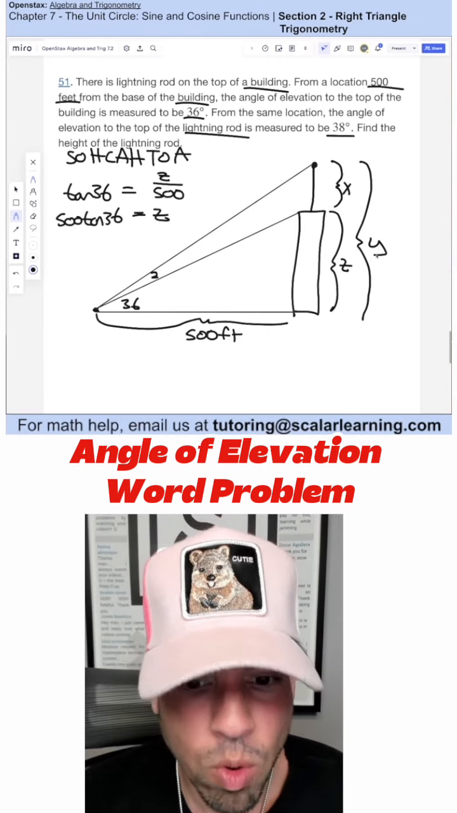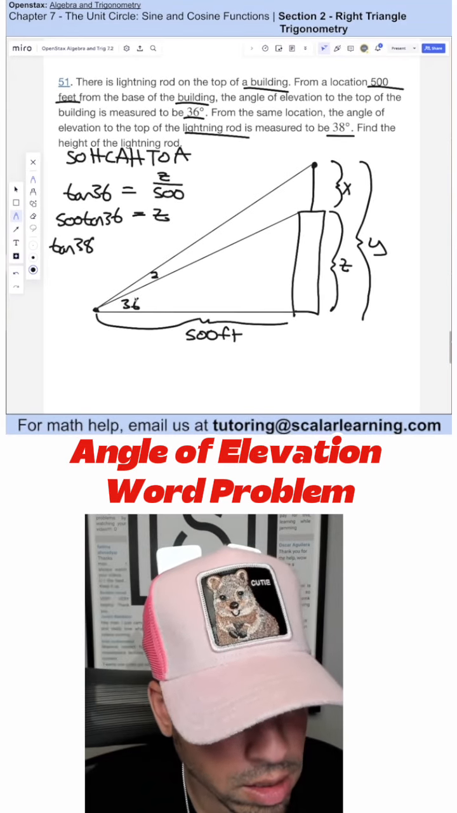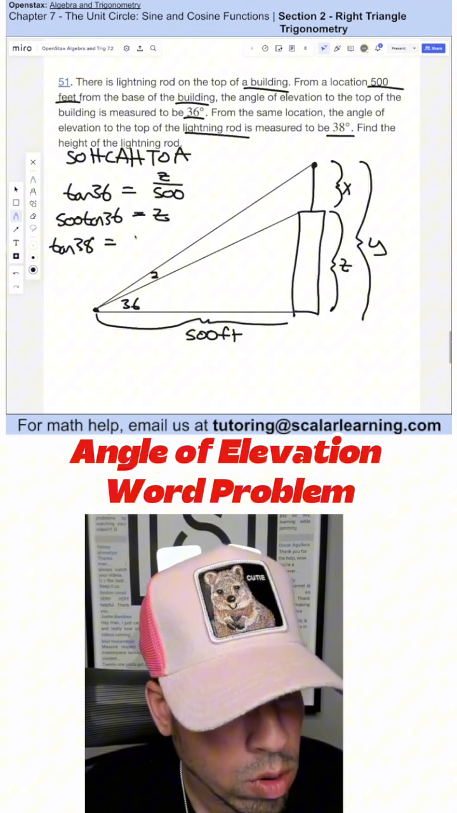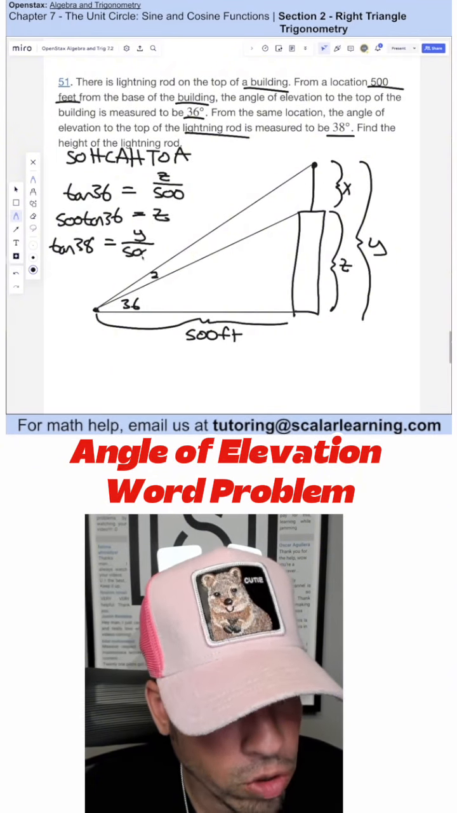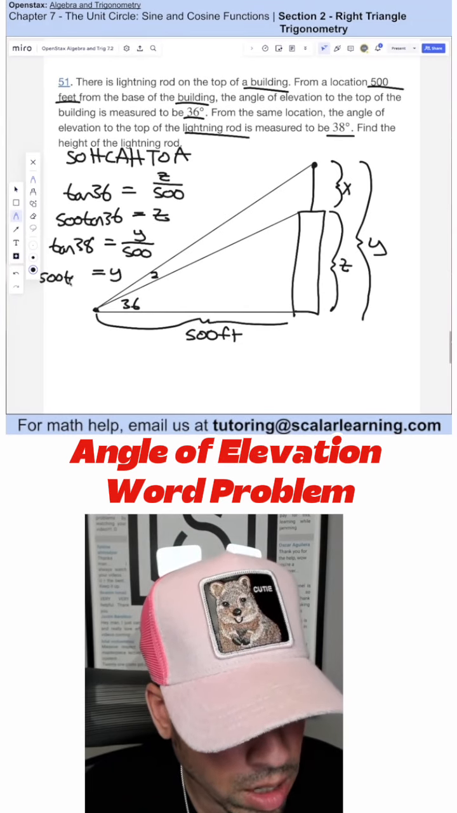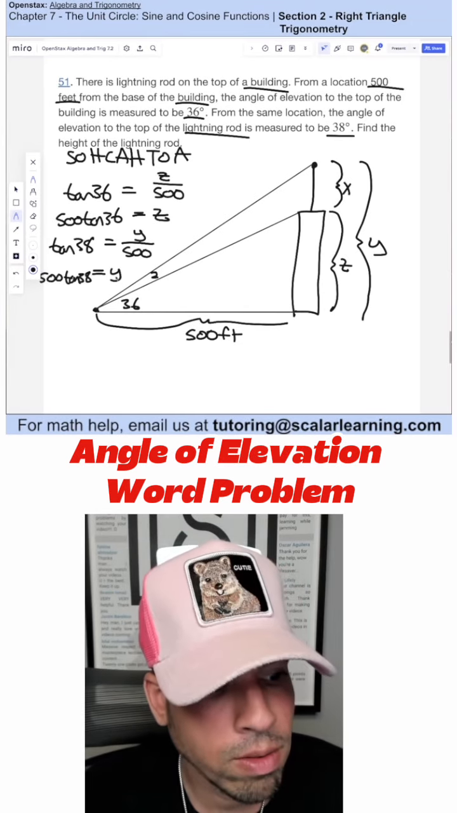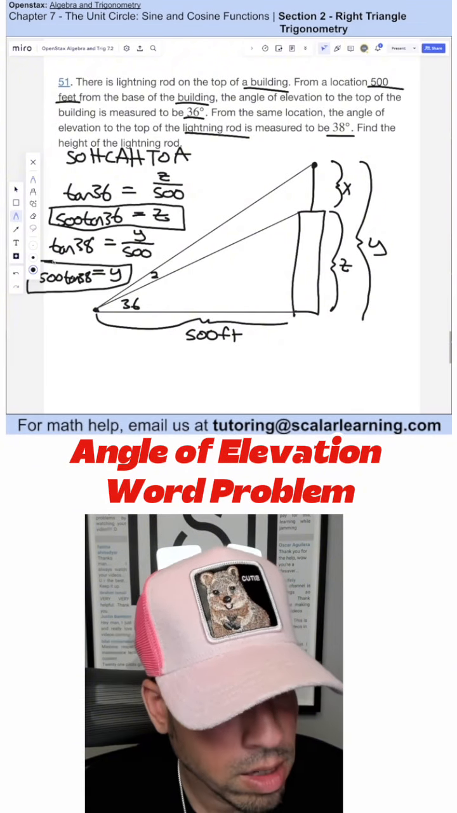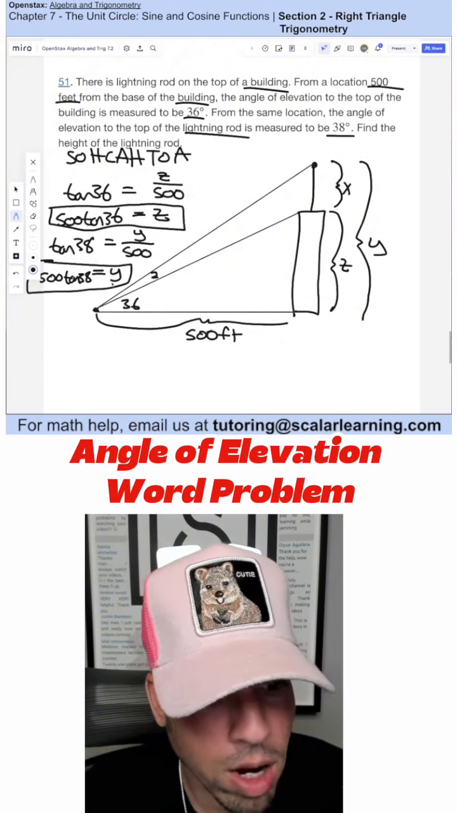Well, for y, the entire angle here is 38. So let's again use tangent. Tangent of 38 is equal to opposite over adjacent, so it's equal to y over 500. I'm going to isolate by multiplying both sides by 500. So y equals 500 times tangent of 38. Now I have a value for y, and I have a value for z. These are the two values here. And as I mentioned before, if we just subtract z from y, we should get our answer.